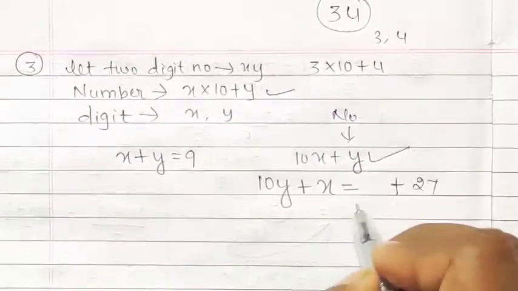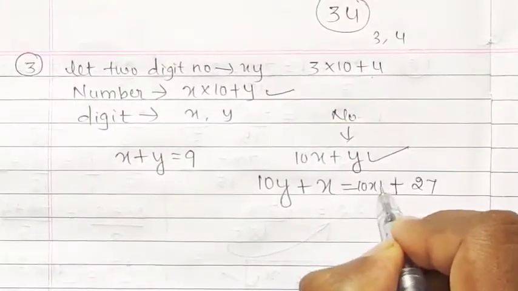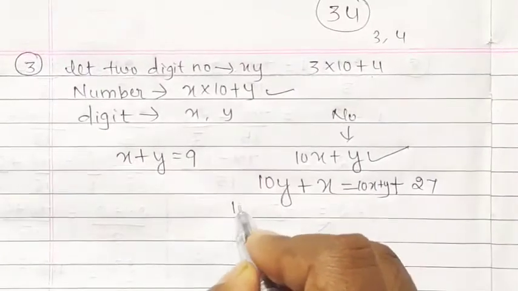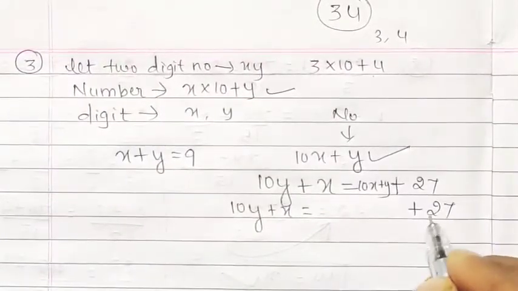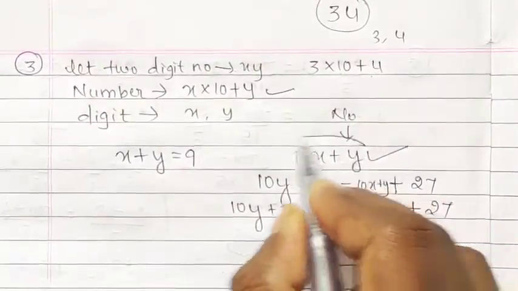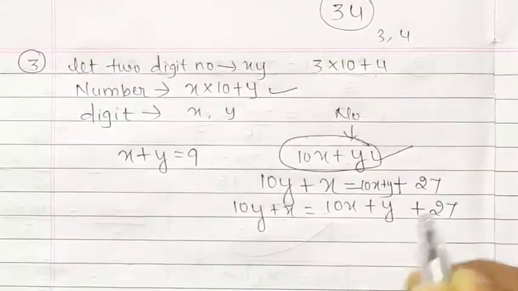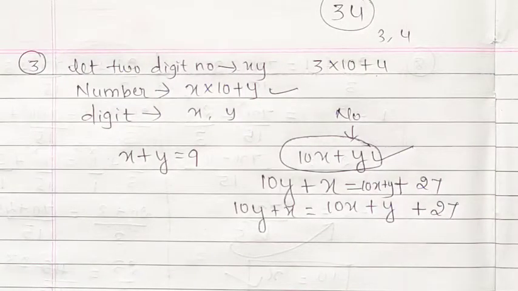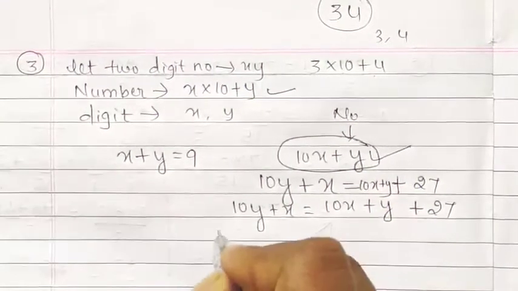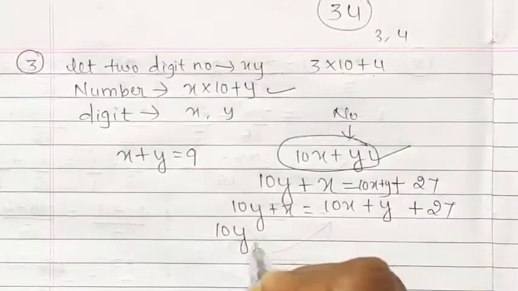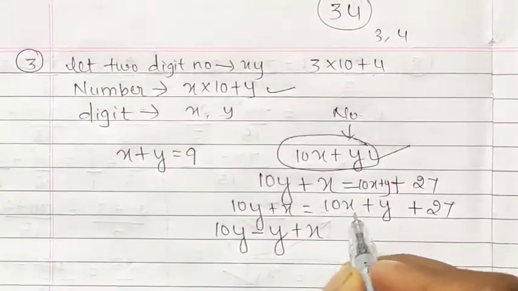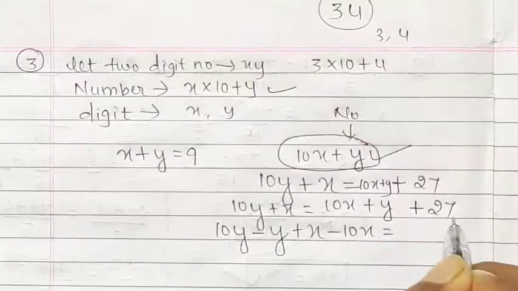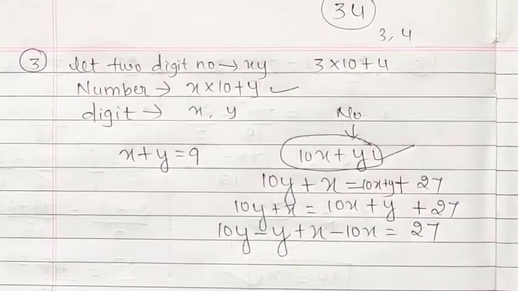Actually the previous number is 10x plus y. I will write one more time: the new number 10y plus x is 27 greater than the previous number, which is 10x plus y. Let's make y terms one side, x terms one side, numbers one side. 10y as it is, plus y I will shift to the left side, it will become minus y. Plus 1x as it is, plus 10x I will shift to the left side, it will become minus 10x. The constant stays on the right side.